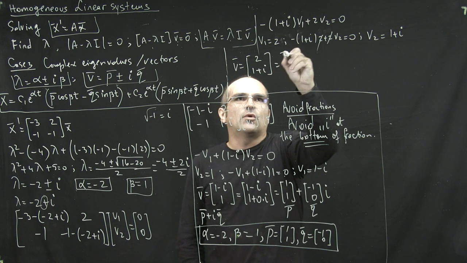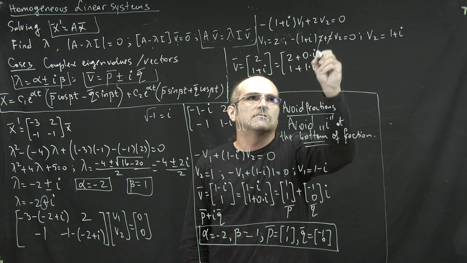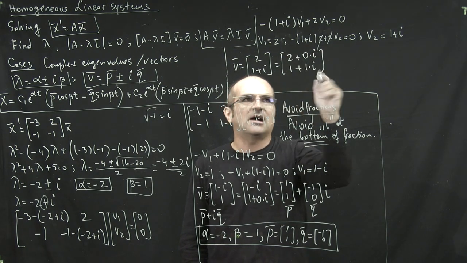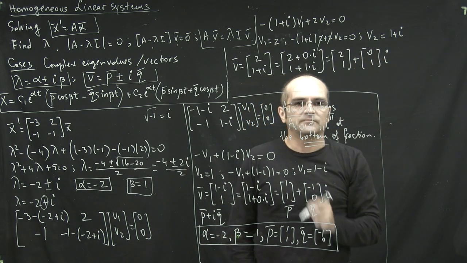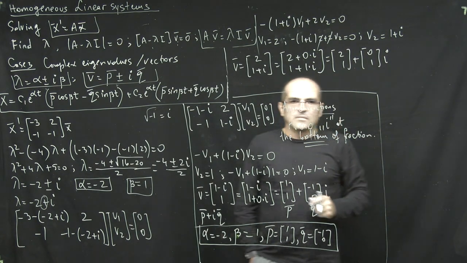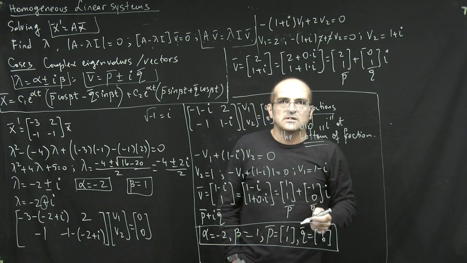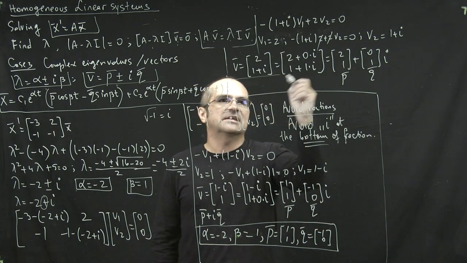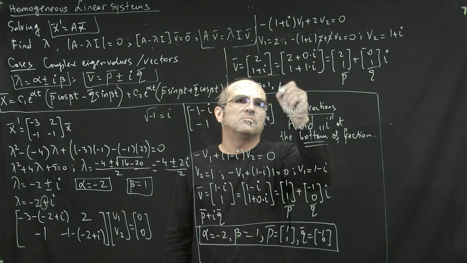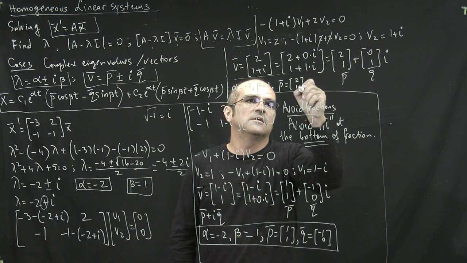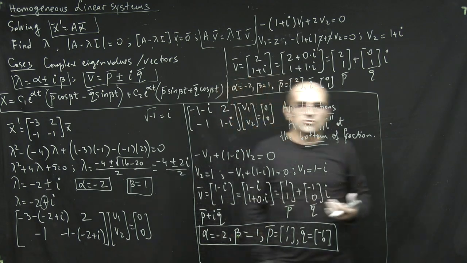So let's do the trick like before. Split this into real and imaginary parts: 2 plus 0i, 1 plus i. Clearly, you get 2, 1, and then 0, 1 times i. Obviously, this will be P bar, and this will be Q bar. So here is another version, keep that in mind, write it in your notes, because I'm going to use it next time. Another version for the problem is alpha equals minus 2, beta equals 1, P bar equals 2, 1, and Q bar equals 0, 1. So you can write a solution with either of these.